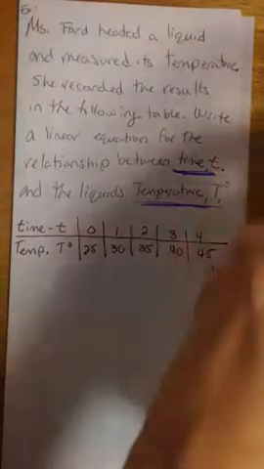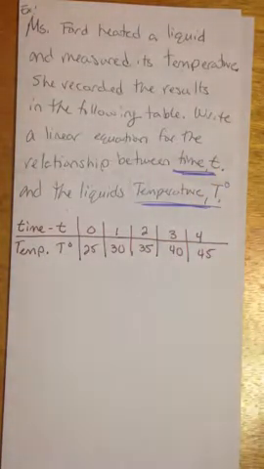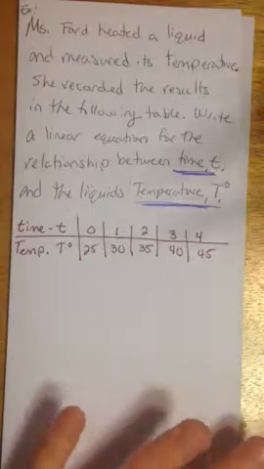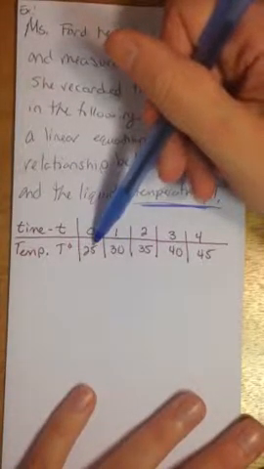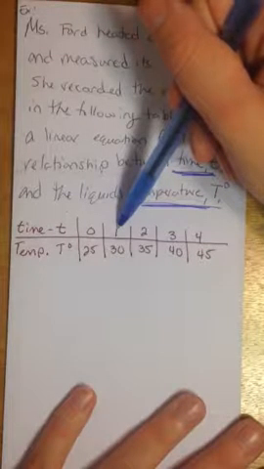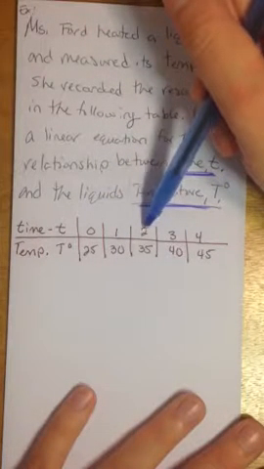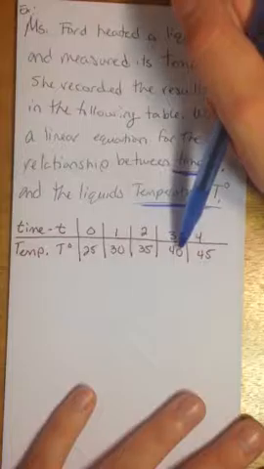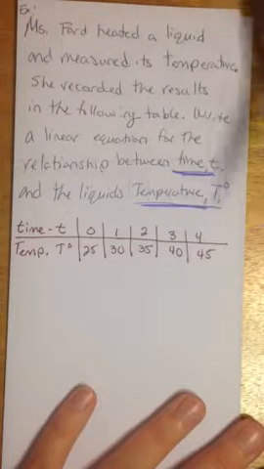So I'm noticing lots of stuff in my table here. So again, I'm just going to look at my table and see what's going on. So at time 0, I'm at 20 degrees. I'm sorry, 25 degrees. At 1 minute, I'm at 30 degrees. At 2 minutes, I'm at 35. 3 minutes, I'm at 40. And 4, I'm at 45.